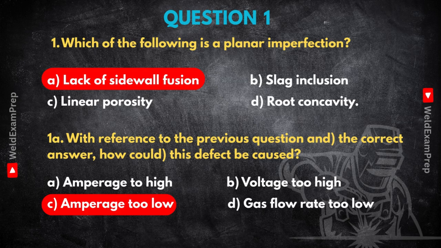Exactly. Both sides of the coin. That's where the real-world application clicks in, doesn't it? It's not just identifying the flaw, but understanding the why. If you know lack of sidewall fusion often comes from low amps, it gives you a practical path. Prevention, troubleshooting. It helps develop that inspector's eye. Right. The ability to not just see what's wrong, but to figure out its origins.